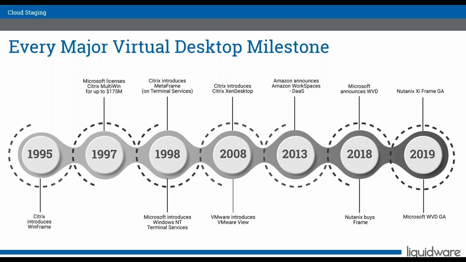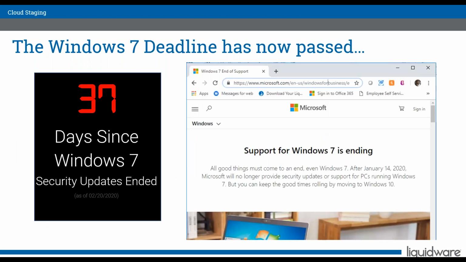Even in the Windows operating system area, we just experienced another milestone where the Windows 7 deadline passed, and as of today it's been 37 days since security updates for standard support have ended. You have to pay for that, and it's awfully expensive for the first year, the second year, and the third year. It's incredibly more, up to $200 per PC to extend in the third year, depending on the version of Windows that you're on.